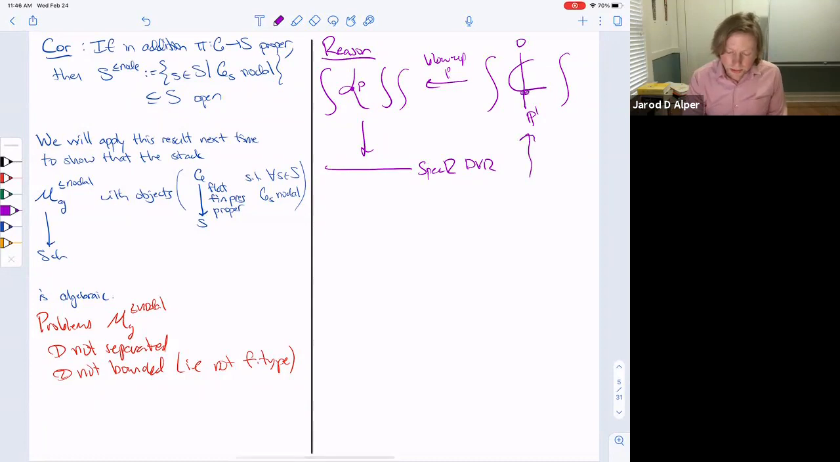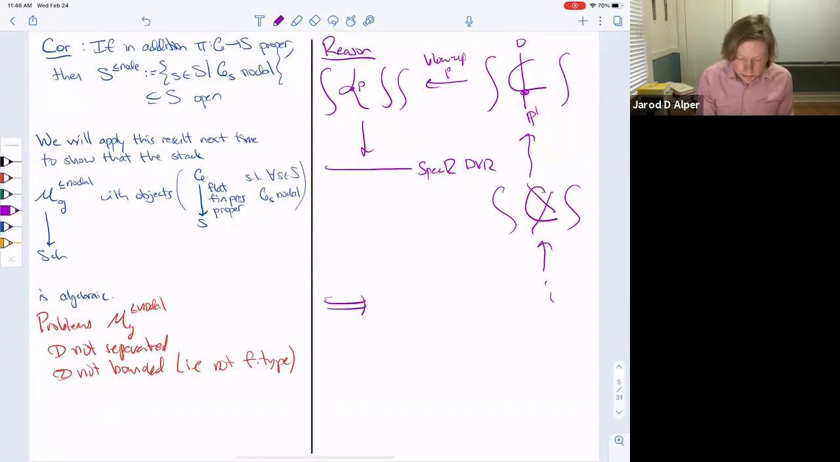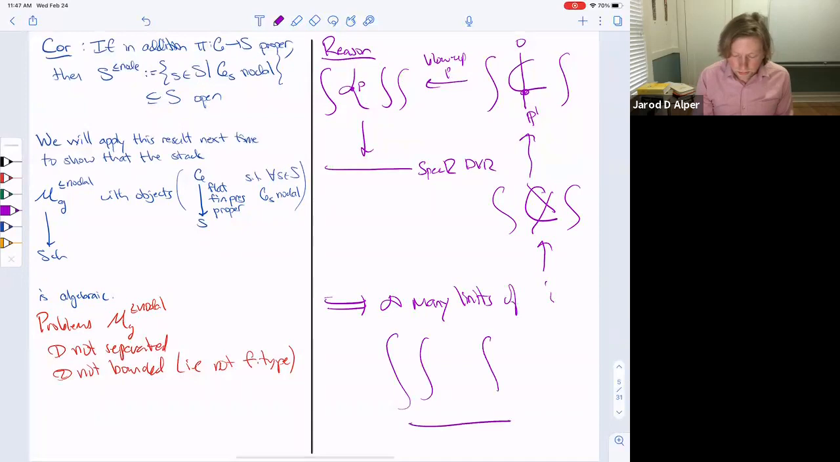I could then blow up a different node, and then you're going to get a family with two P1s. And you can keep repeating this as many times as you want. And so you see that there's infinitely many limits of this smooth family over the smooth family of curves. So it's definitely not separated, and you can even use this to show that it's not bounded.